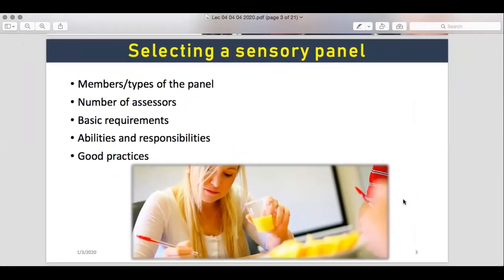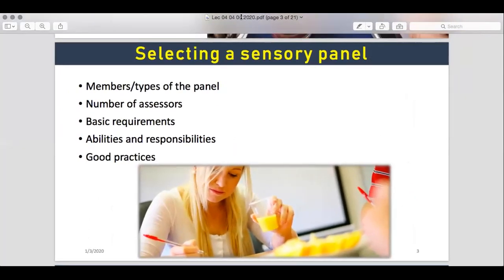The last one: how to select a sensory panel, right? Now the test methods, the basis of the sensory process, you have understood, and all things are okay. So finally, I'm going to discuss the very important things in conducting sensory analysis: how to select a sensory panel, and how to perform a study, right? Before selecting a sensory panel, you have to decide the members and number of assessors, basic requirements. You have an idea about the number of assessors, right? Abilities, responsibilities, and good practices we will be discussing.